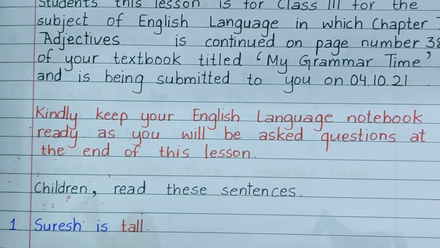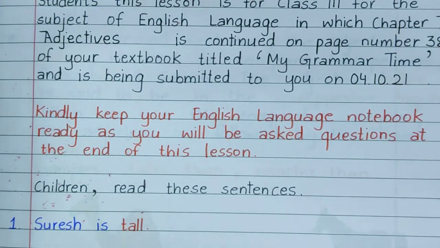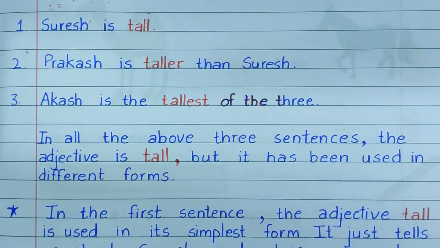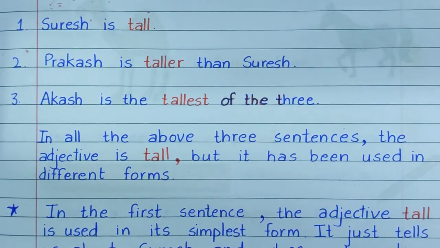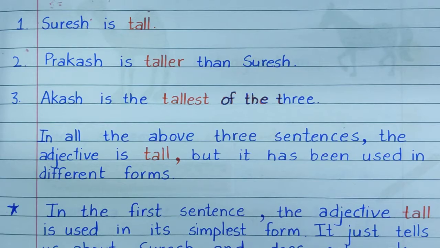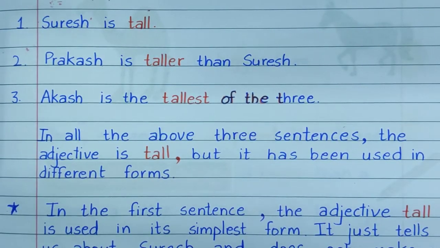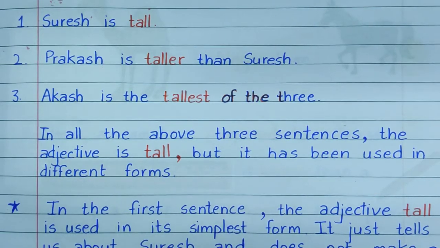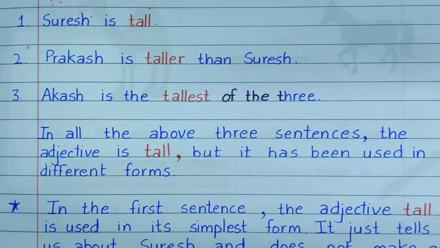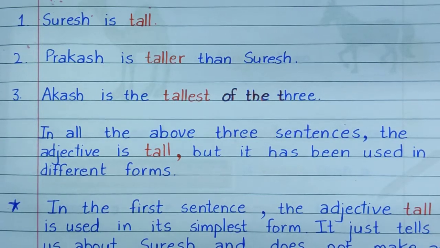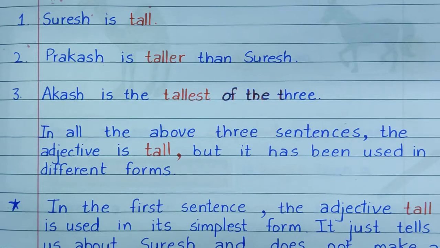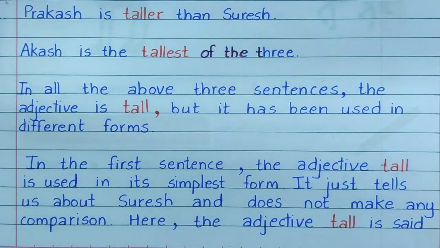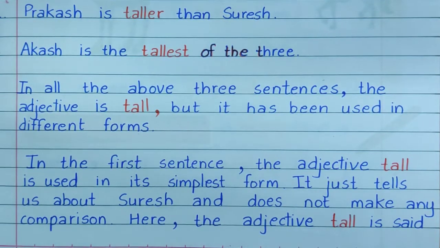Children, read these sentences. Suresh is tall. Prakash is taller than Suresh. Akash is the tallest of the three. In all the above three sentences, the adjective is tall, but it has been used in different forms. In the first sentence, the adjective tall is used in its simplest form. It just tells us about Suresh and does not make any comparison.